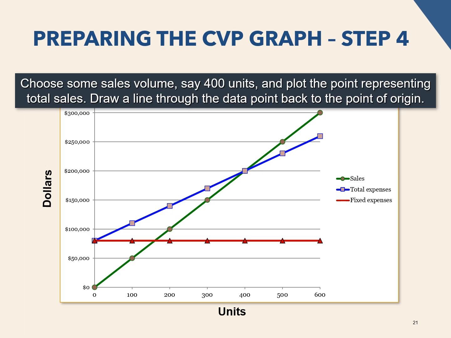Step 4 is to choose some sales volume, again say 400 units here, and plot the point representing total sales. That's here, okay, the green line. Draw a line through the data point back to the point of origin here.